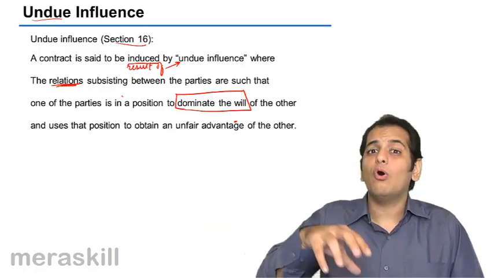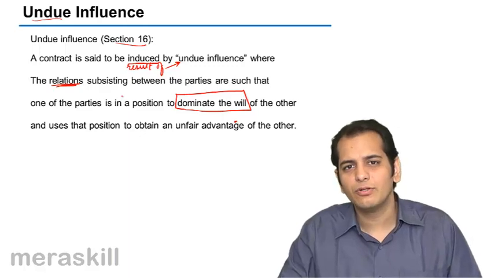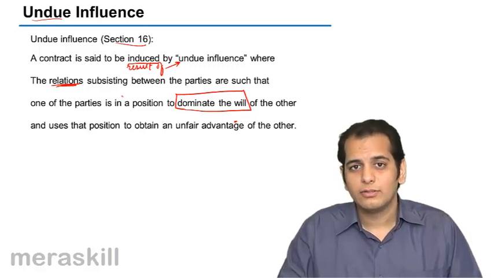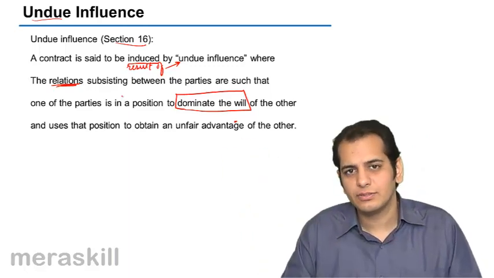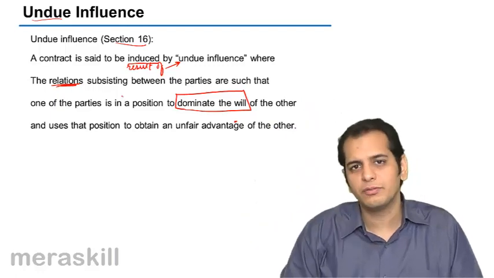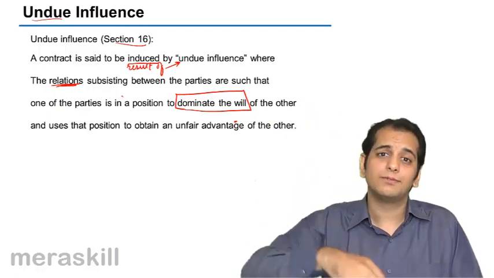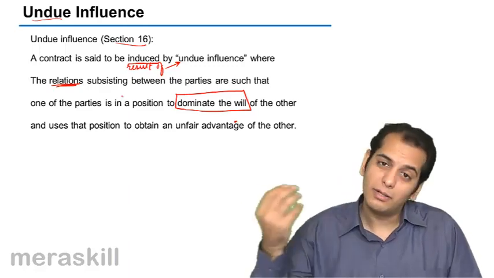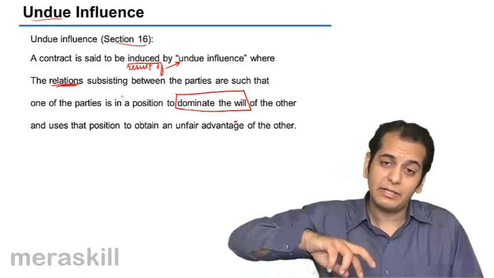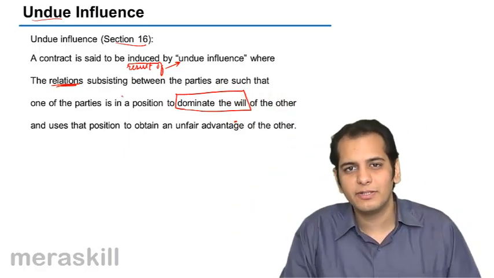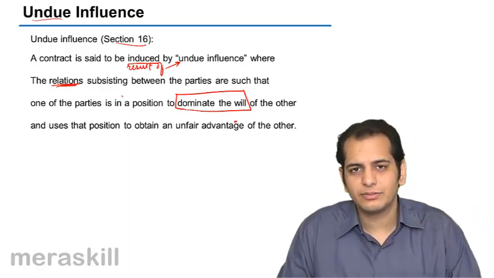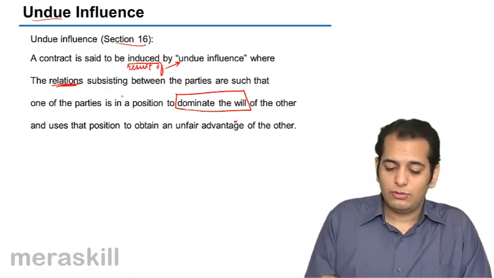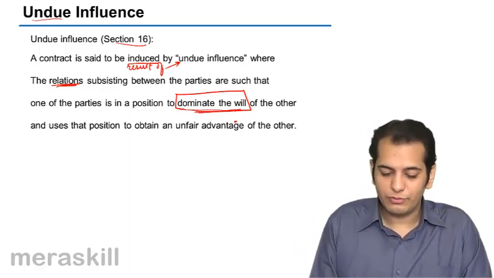An employer is always in a position to dominate the will of his employee. The employee has to agree, he has to accept whatever the employer says. So he is in a position to dominate the will of the employee. A father is in a position to dominate the will of the child. A mother is in a position to dominate. At the same time, a child is also in a position to dominate the will of his parents. Nowadays, parents agree to whatever their children say. So, it is dominating the will of the other.